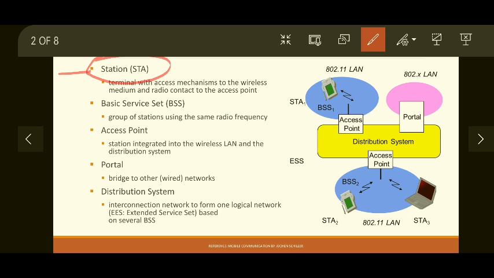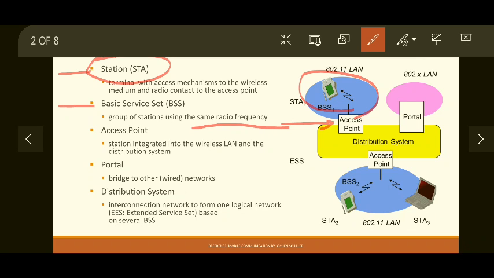Then each access point forms a small area in which it is providing services. As you can see, this access point is covering this area in which it is providing wireless services. This area is called a basic service set. All the users present in this area will be using the same radio frequency. In short, each access point provides a set of radio frequencies which will be used by the users throughout the basic service set. That is the BSS.